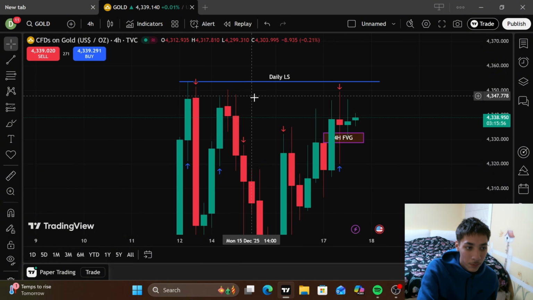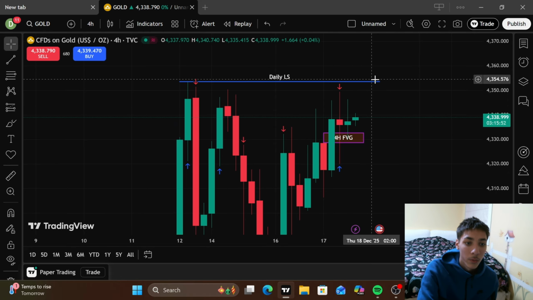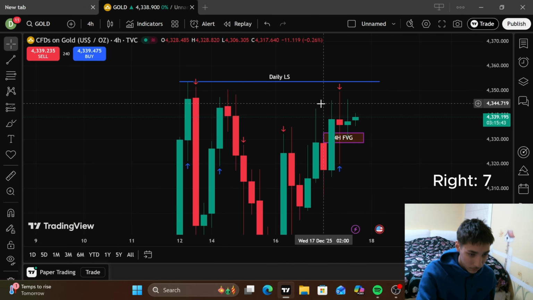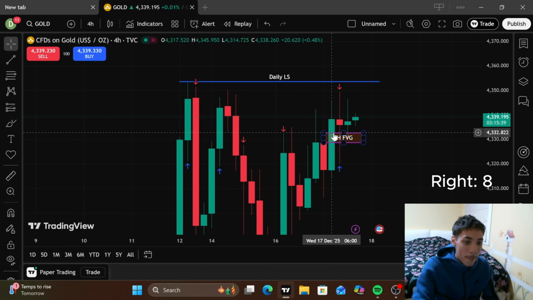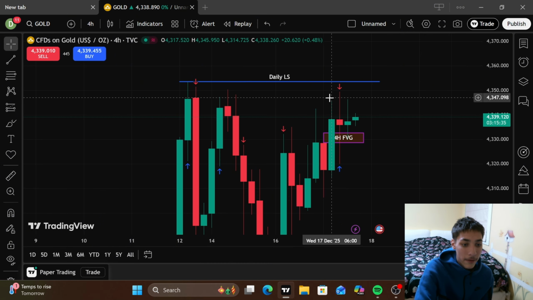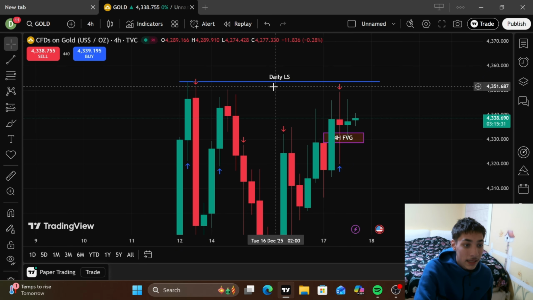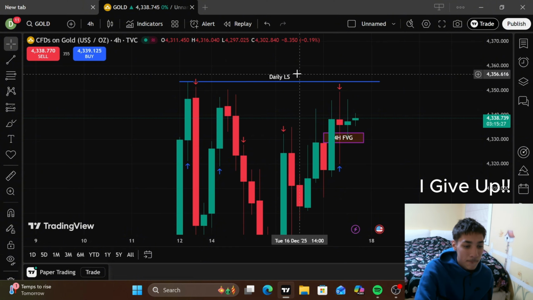And my take profit, where I set my exit to be, is this line right here, this daily liquidity sweep. With this fair value gap, I believed that if price touched into it, it would give me enough momentum to hit that daily liquidity sweep and hit my take profit.